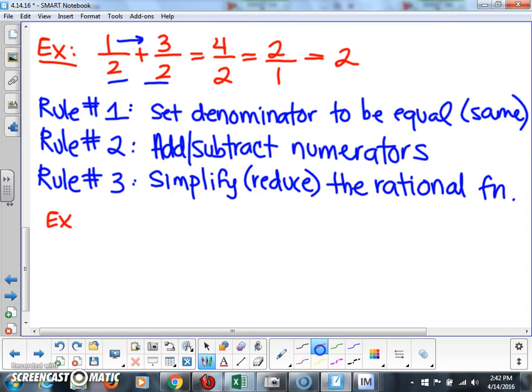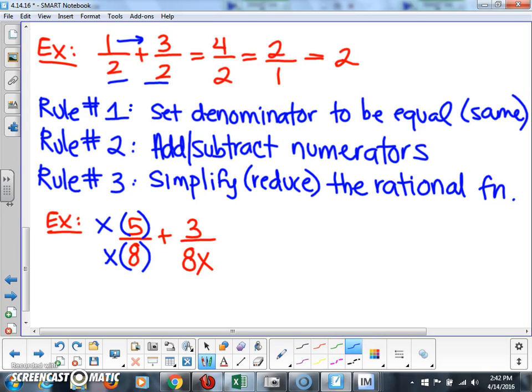Okay, here's another example. The first example was like an elementary school example. Now what if I have 5/8 plus 3 over 8x? Are the denominators the same? No. So what can I do to make them the same? What would I multiply by? X. Very good. So you're going to multiply the numerator and the denominator by x, because I want my denominator to be 8x. So this is equal to 5x over 8x plus 3 over 8x.